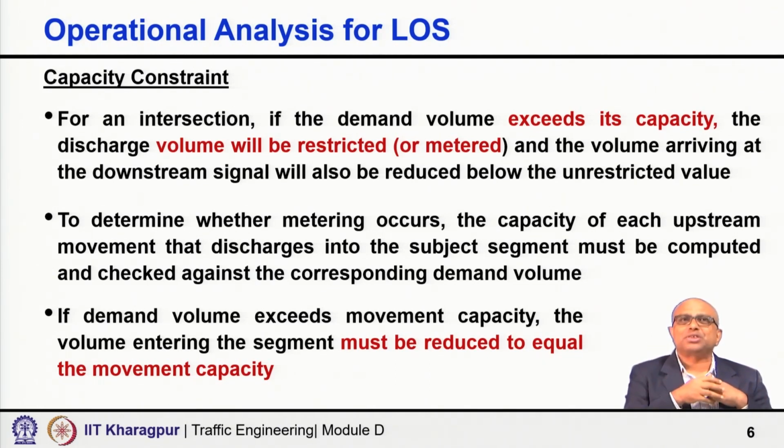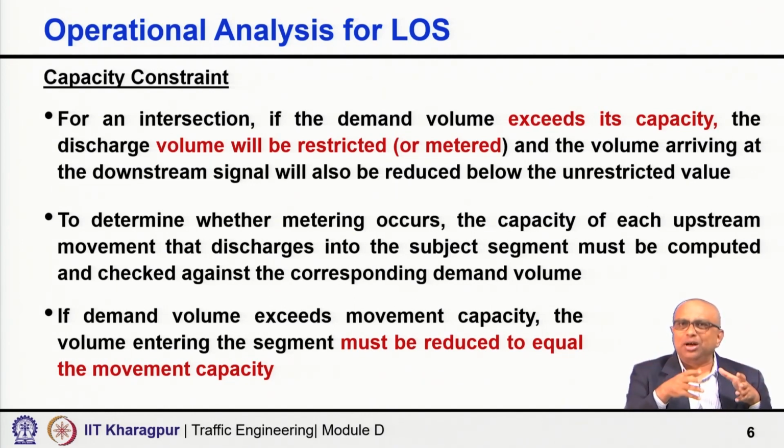capacity of each upstream movement that discharges into the subject segment, because the upstream signal might be discharging as a through movement, as left turning, as right turning, right. So, to determine whether metering occurs, the capacity of each upstream movement that discharges into the segment we are talking about must be computed and checked against the corresponding demand volume. So, we must calculate for each movement what is the capacity and what is the actual demand.